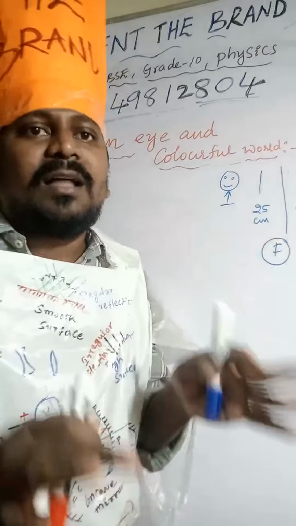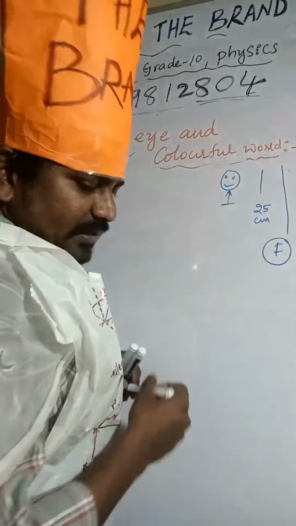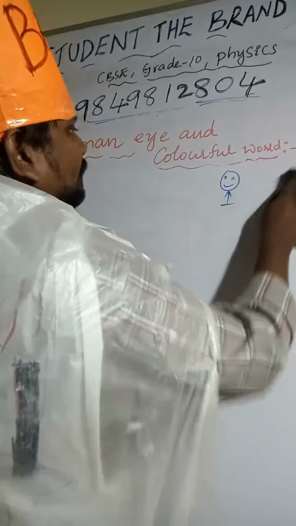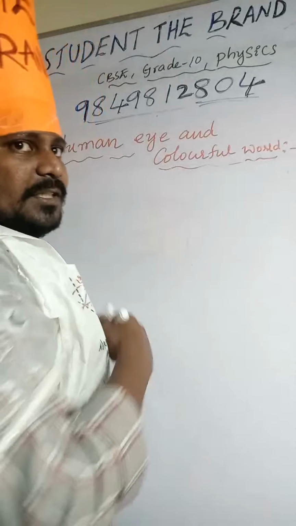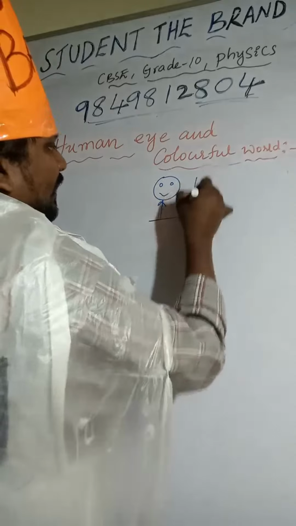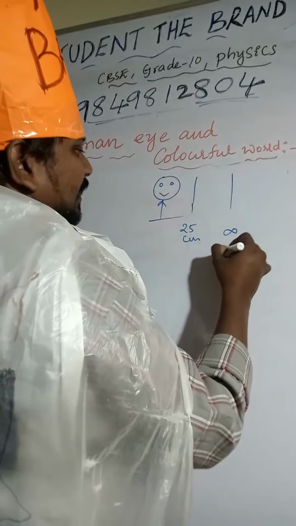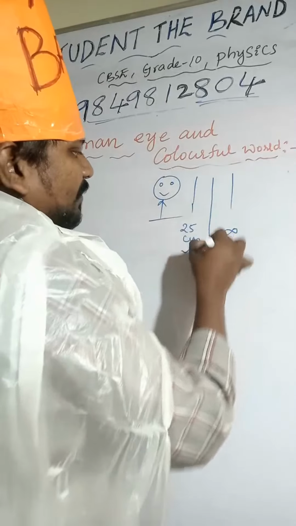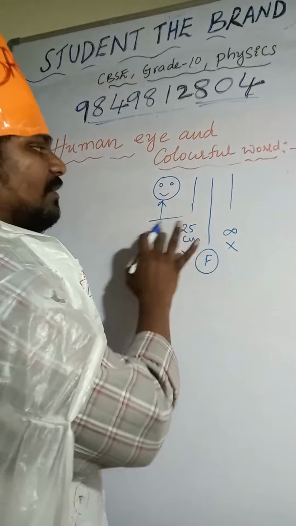I'll draw the same situation as I said. This is infinity, right? Now I'll explain the same situation once again. The person is here. He can see the 25 centimeter point. He can't see infinity. He can see 25, but between 25 and infinity he can see only up to a certain point. So that is the far point of the myopic eye.